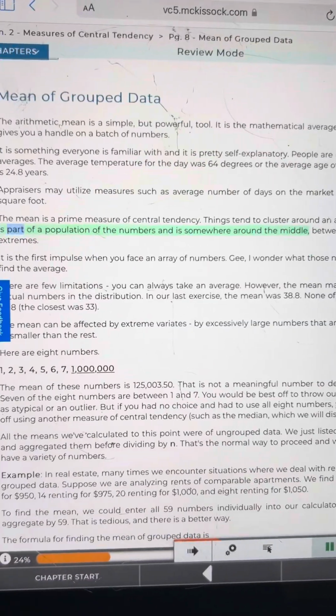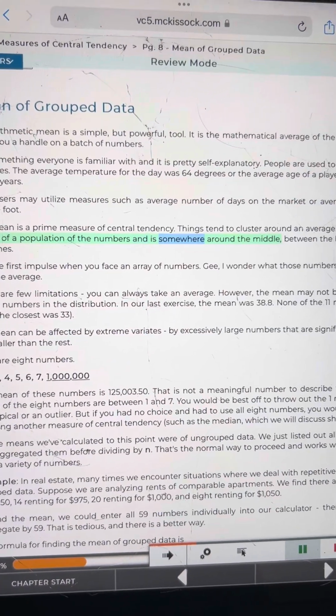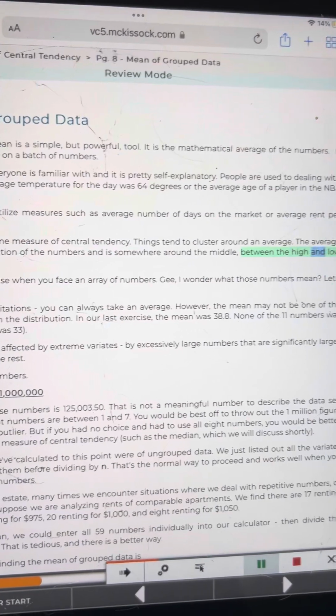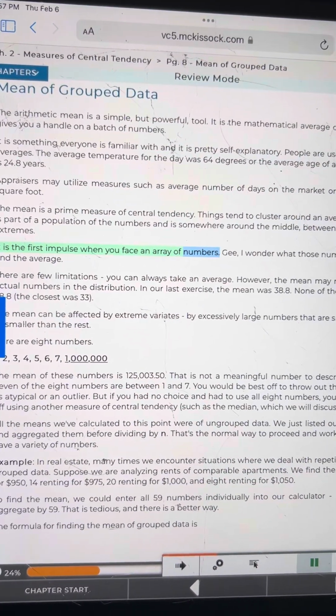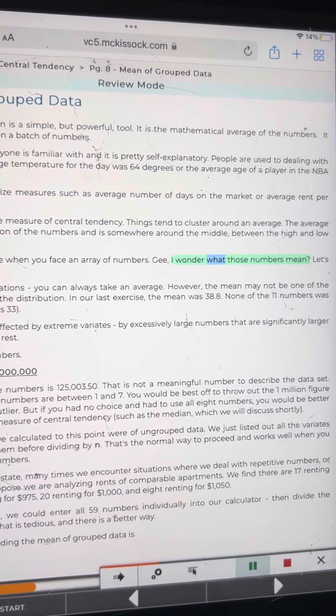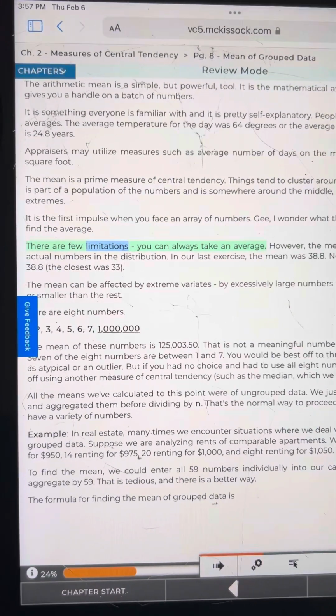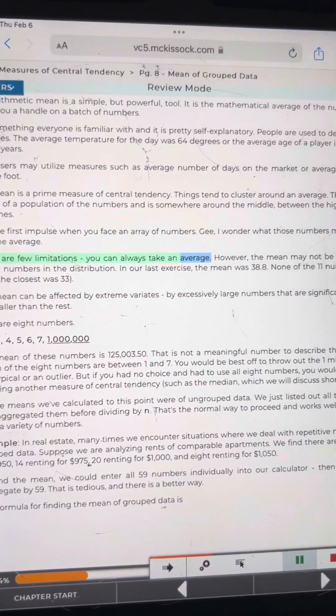The average is part of a population of the numbers, and is somewhere around the middle, between the high and low extremes. It is the first impulse when you face an array of numbers. Gee, I wonder what those numbers mean? Let's find the average. There are few limitations. You can always take an average.